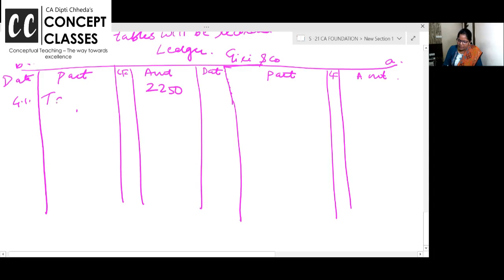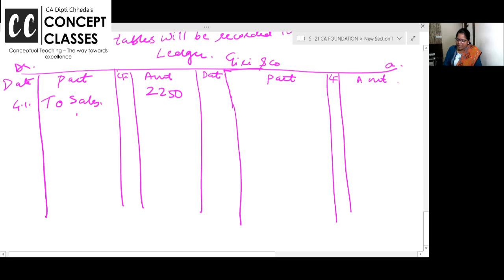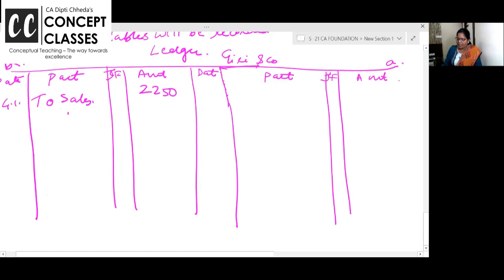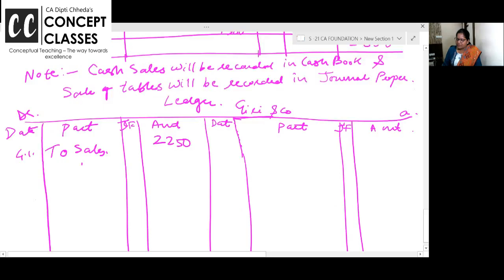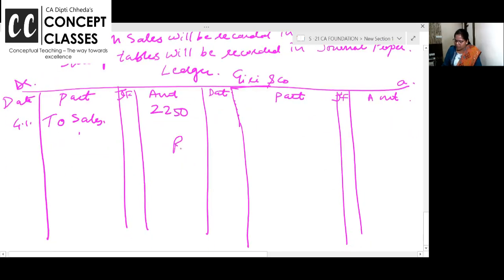Giri account debit to sales. This is like journal folio. From where has this journal entry come? Not LF, sorry, JF. Or just folio you can write. In books of Giri, party account debit to sales. No need to balance it. The transactions will continue. Second now, Rose and Co.